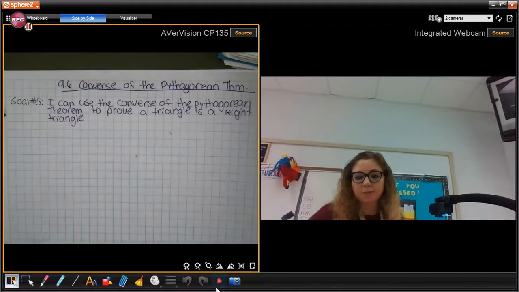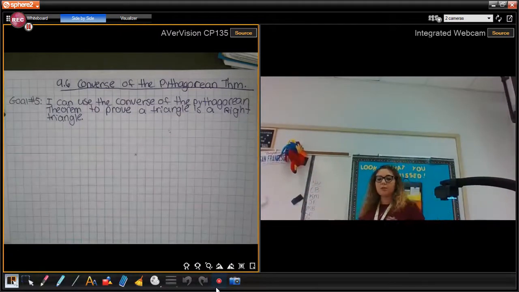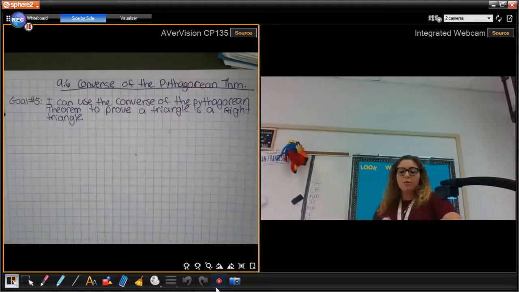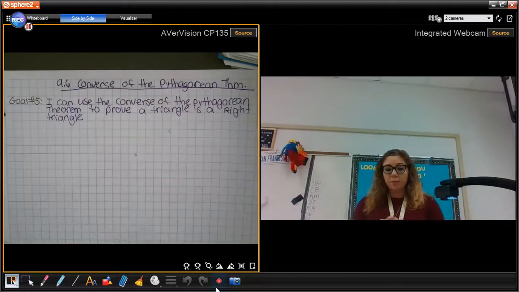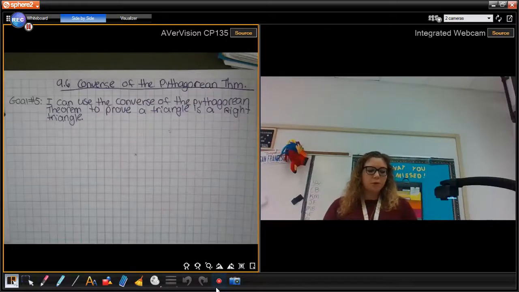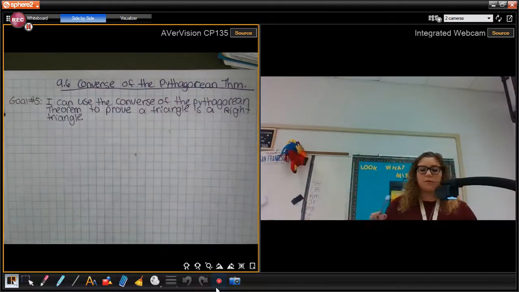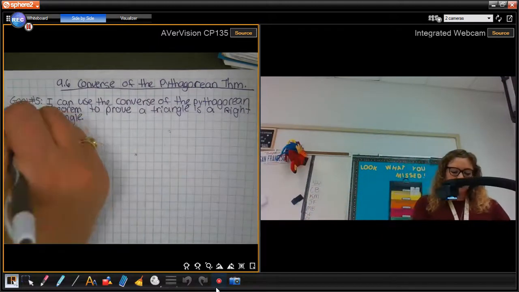We already talked about that in last week's video, of how to prove that a triangle is a right triangle. So today we're just going to do two short examples to refresh your memory, and then we're going to spend the rest of today just practicing. Goal number 5 is I can use the converse of the Pythagorean theorem to prove a triangle is a right triangle. So just for review, I'm going to do two examples.